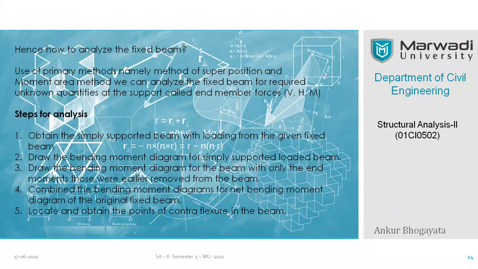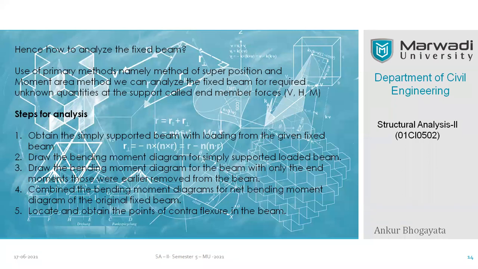So once you have developed two bending moment diagrams, the first bending moment diagram is due to the loading, and the second diagram is due to the end moments only, which you have removed earlier. And in the third step, you have to combine both these diagrams. So combine the bending moment diagrams for the net bending moment diagram of the original fixed beam.